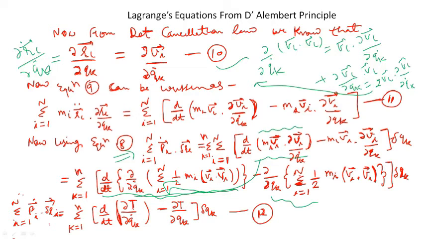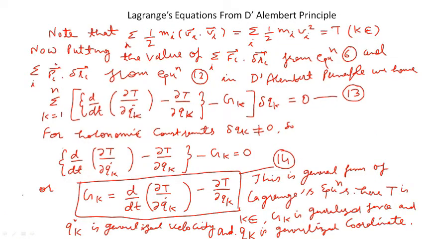Now we know that v dot v is equal to v squared, so we can write it as sigma k from 1 to small n, d/dt, and this term is the total kinetic energy of the system, so it will be ∂T/∂qk dot minus ∂T/∂qk, into δqk. Here T is kinetic energy. Let us say it is equation number 12.